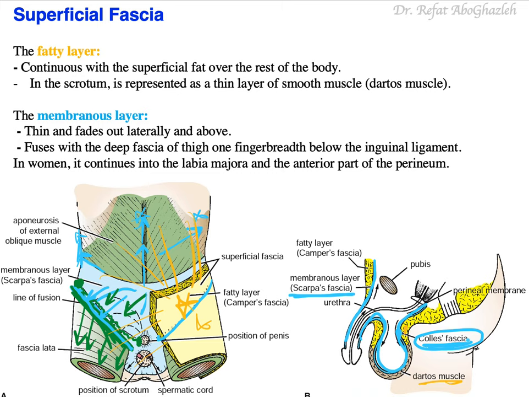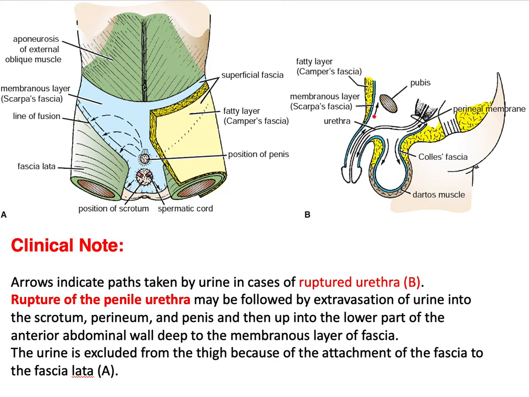Okay, let us talk about the significance of that. Guys, if there is a rupture in the penile urethra here, the urine will extravasate deep to the membranous layer, deep to Scarpa's fascia, up into the lower part of the anterior abdominal wall, and around the penis, as you see here. The urine will also extravasate to the scrotum and the perineal area. But can the urine distribute down to the thigh? No, because as I said, Scarpa's fascia is united with the deep fascia at this line, just one finger breadth below the inguinal ligament. That's it.